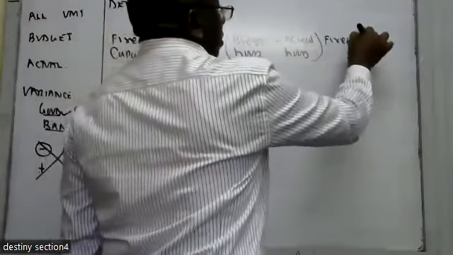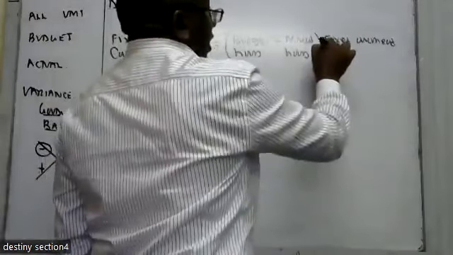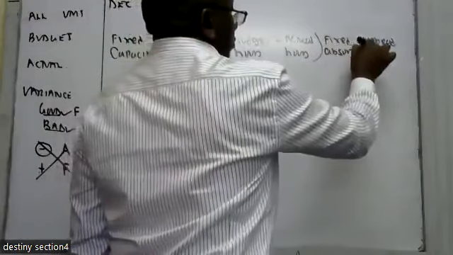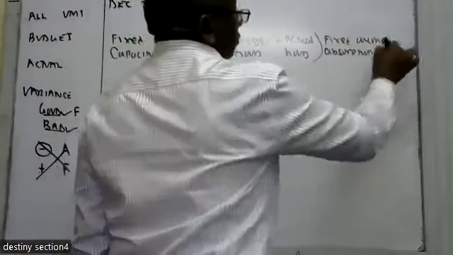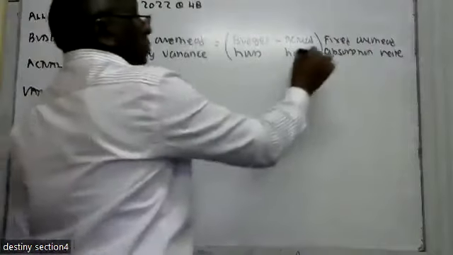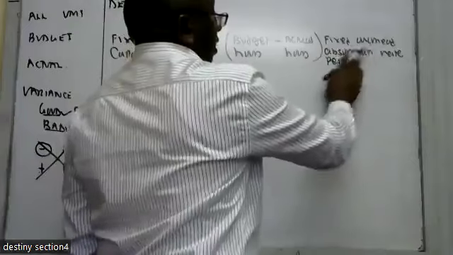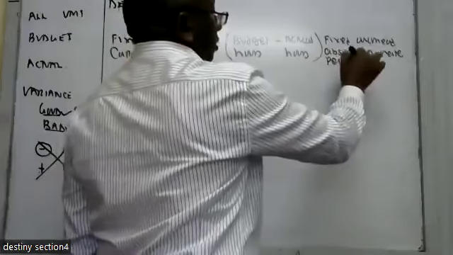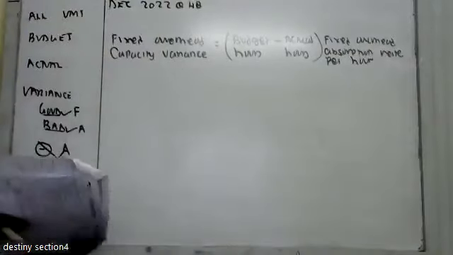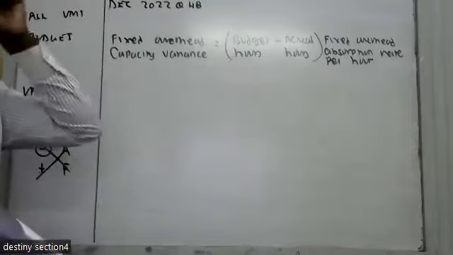You multiply by fixed overhead absorption rate. Fixed overhead absorption rate per hour. Let me specify because it will be per unit. Per hour. So the absorption rate that we're using is per hour because these are hours.